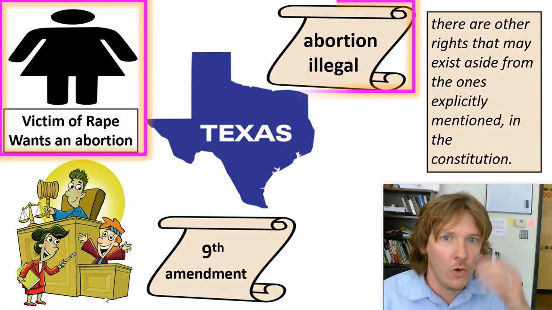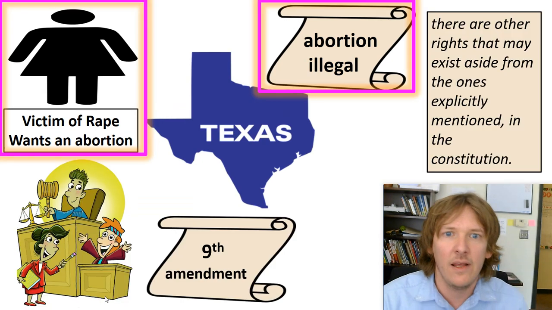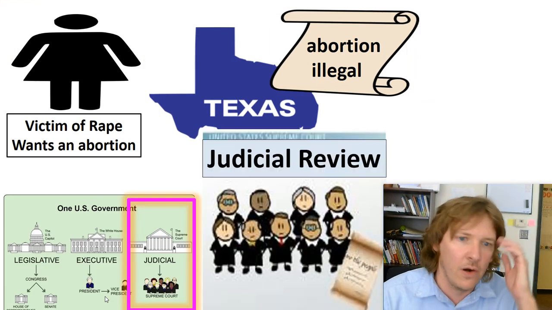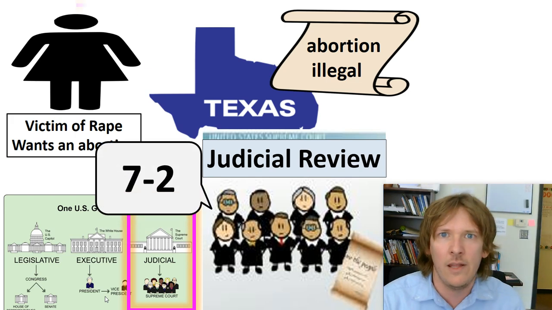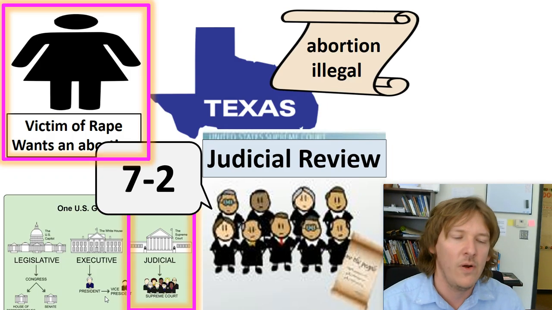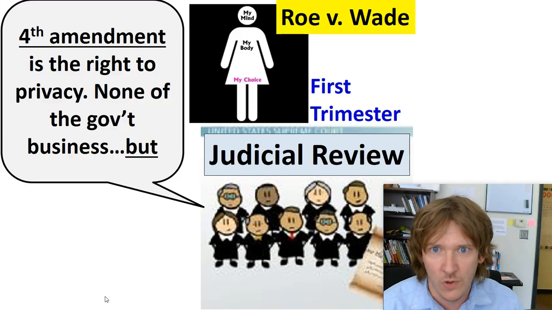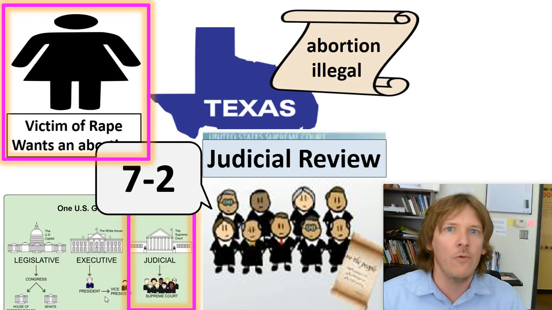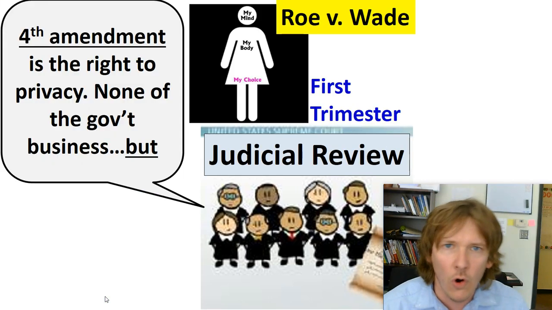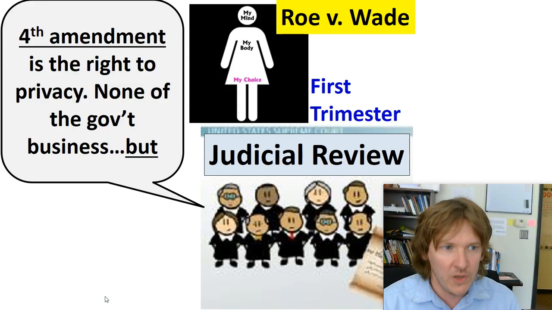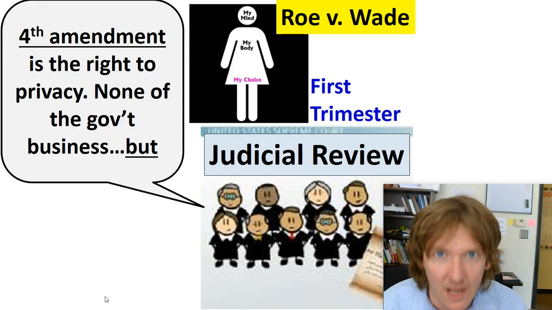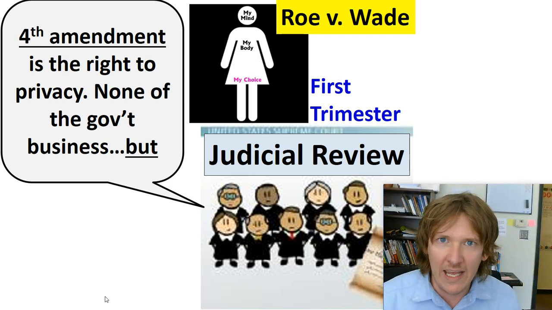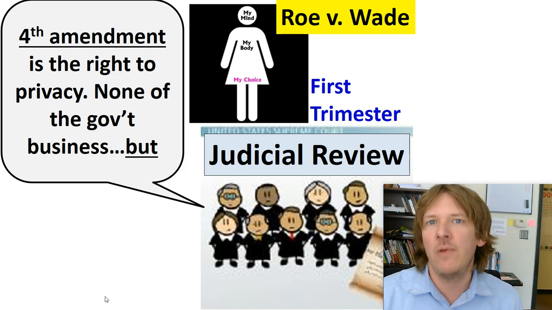This court case will go to the Supreme Court, and abortion is illegal. Well, she actually loses, but they'll go to the Supreme Court. The Supreme Court will look at it, and they'll rule 7-2 that no, it's your body. You have the choice. But this decision is not based on the Ninth Amendment that other rights are not written down. The ruling of the Supreme Court will be based on the Fourth Amendment, which is the right to privacy. The government has no business in terms of your body or the operations that are happening within your body.